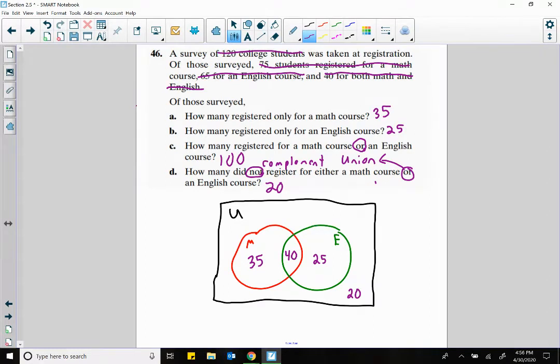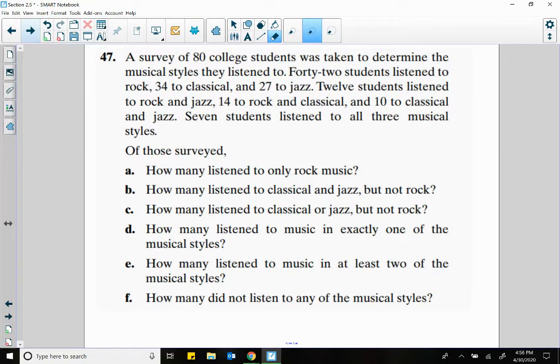Okay? So the idea is get your Venn diagram, and then you use your Venn diagram to answer some questions. Okay? So, your turn. Go.